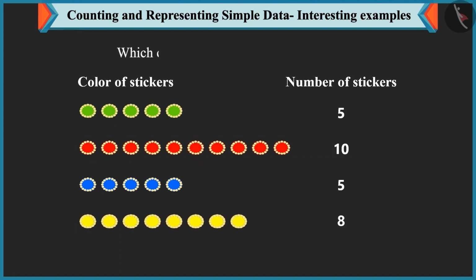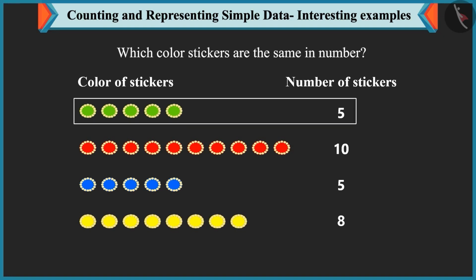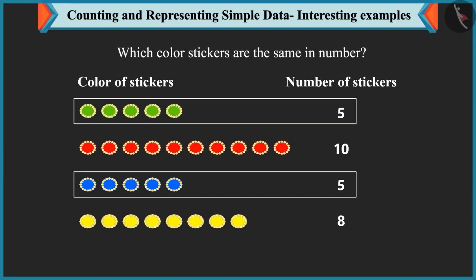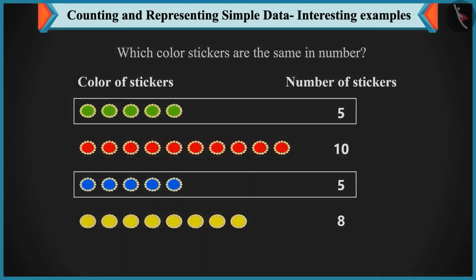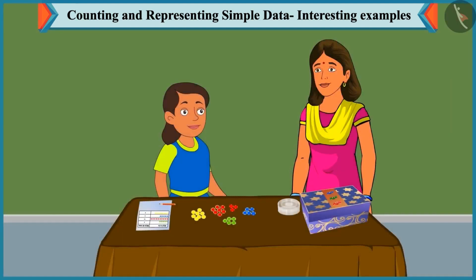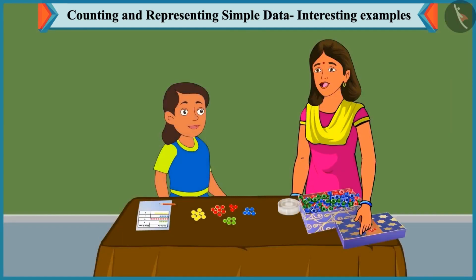Now tell me which color stickers are the same in number. The number of green stickers and blue stickers is 5. So green and blue color stickers are the same in number. Well done. Come on, now count your favorite candies and tell me the number of each candy.